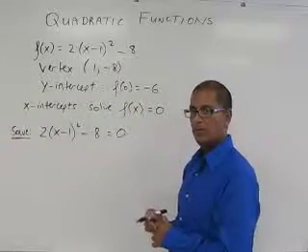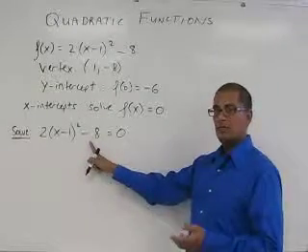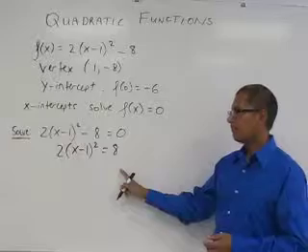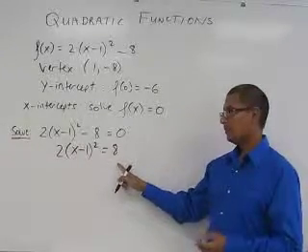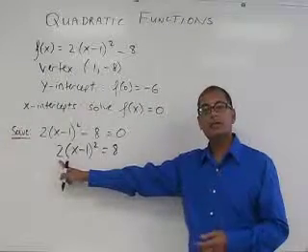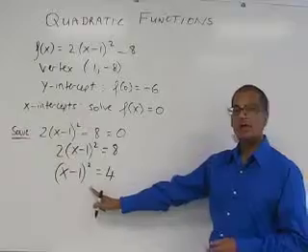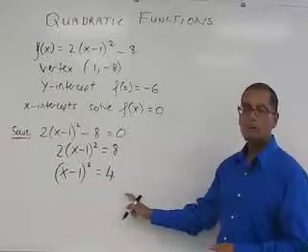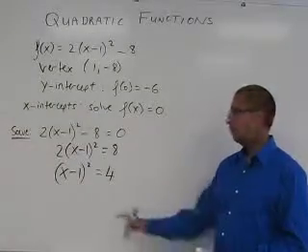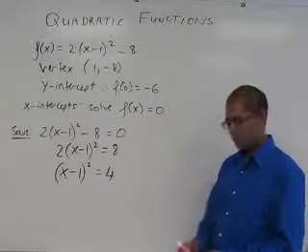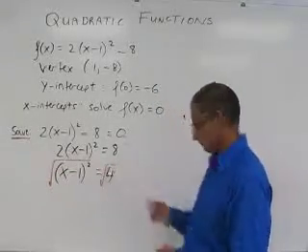So the first thing we're going to do is add this constant, add 8 to both sides. So I have 2 times (x minus 1) squared equals 8. The next thing is divide by this 2 in front here. Divide both sides by 2, so we end up with (x minus 1) squared equals 4. And now, how do you get rid of this square? Well, we have to take the square root of both sides.